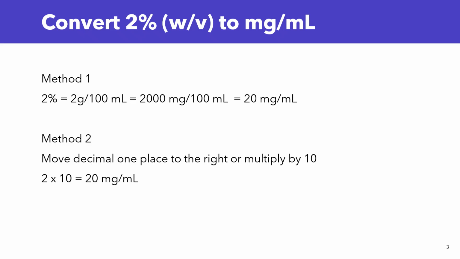Let's take a look at another example. Convert 2% to milligram per ml. First method: 2% is 2 grams over 100 ml. Again, we need to know the conversion factor, which is 1 gram is 1,000 milligrams. So 2 grams is 2 times 1,000, that's 2,000 milligrams. So we'll have 2,000 milligrams over 100 ml, and that's 20 milligram per ml. Now, let's look at the second method, which is moving the decimal one place to the right or multiplying by 10. So 2 times 10, that's also 20 milligram per ml. So that means 2% is 20 milligram per ml.